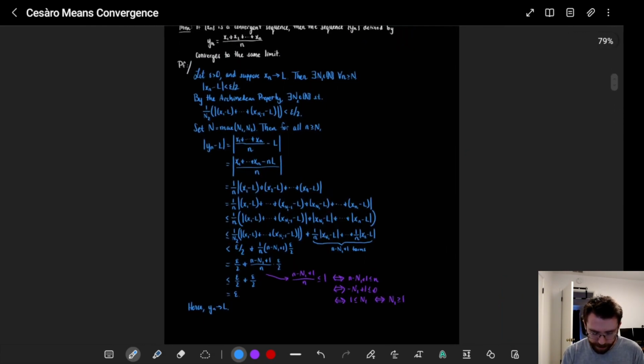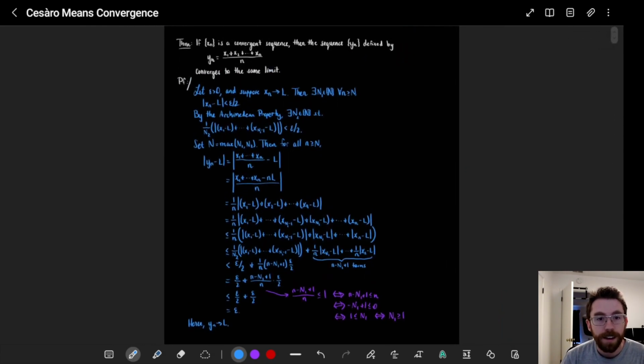Right? If xn is a convergent sequence, then the sequence of averages converges to the same limit. I hope that all made sense. It's definitely a trial to get there. There are some hurdles to leap on the way to a correct proof, but I hope you learned some useful tricks along the way, and thanks for watching.